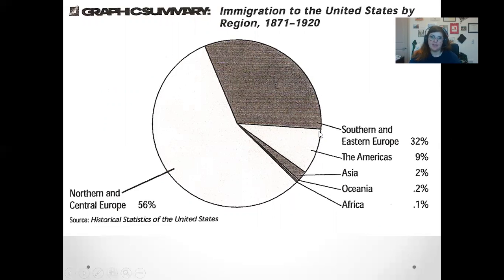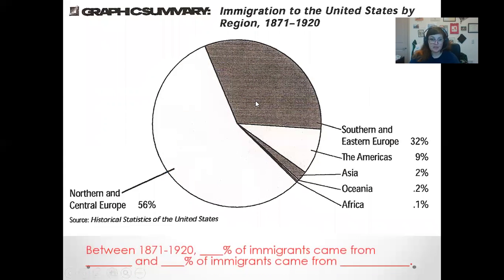Then we have this small chunk here is the Americas. So that's anywhere outside of the US that's still in North or South or Central America. And then a very small percentage, about 2% are from Asia. And then just extremely small percentages, 0.2% from Oceania, which is Australia, and Africa, only about 0.1% of immigrants are from Africa at this point. So 75-ish% of immigrants during this time period are from Europe.